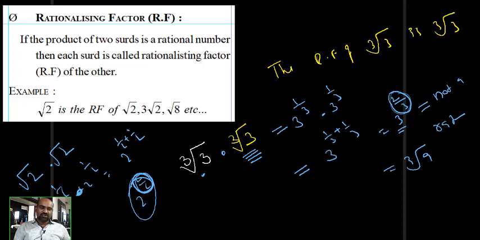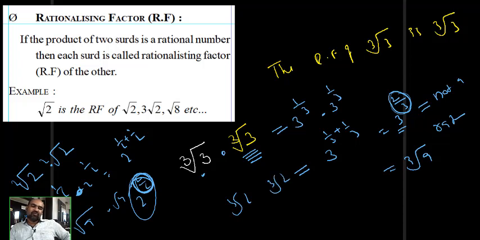Here, in second order, when the square root of A is given, directly I can say that the square root of A is one of the RFs. But here you can't say that cube root of 3 is an RF of cube root of 3, or that cube root of 2 is an RF of cube root of 2. You won't get a rational number as the product. But what is the RF of cube root of 3 or cube root of 2? How to find it? I will explain.